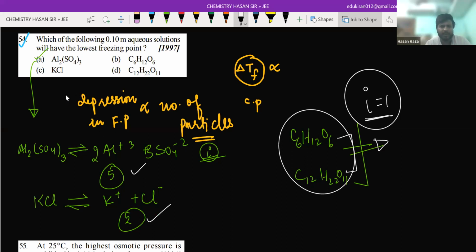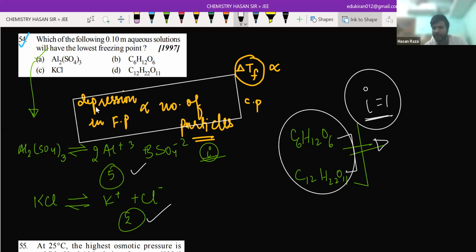And you can see depression in freezing point is directly proportional to number of particles. So the one which has the greater number of particles is the one having the lowest freezing point, because there will be most depression in freezing point. So that's why the answer will be A. Faiza, have you got it?